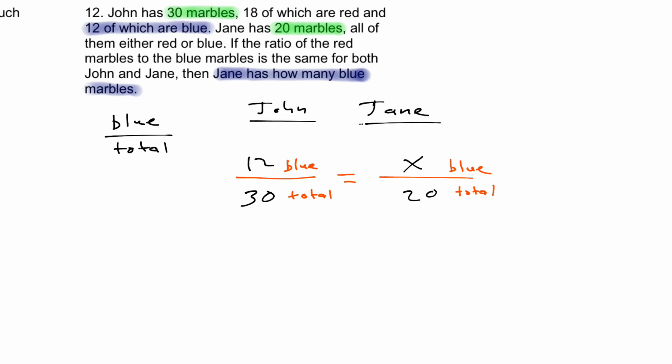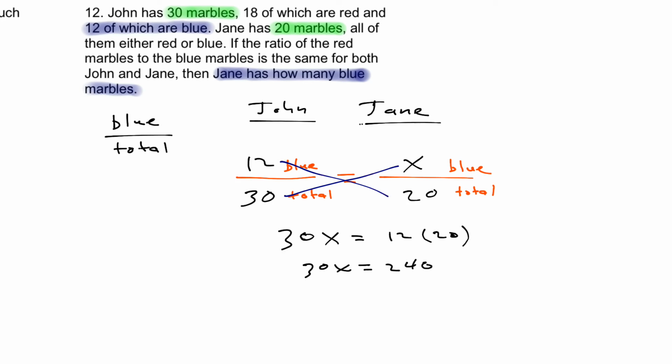So let's do that. Our two cross products are 30 times X, which will have to equal 12 times 20. So I'll have 30x equals 12 times 20. That gives me 30x equals 240. Then we'll just divide both sides by 30, and we'll get x equals 8.